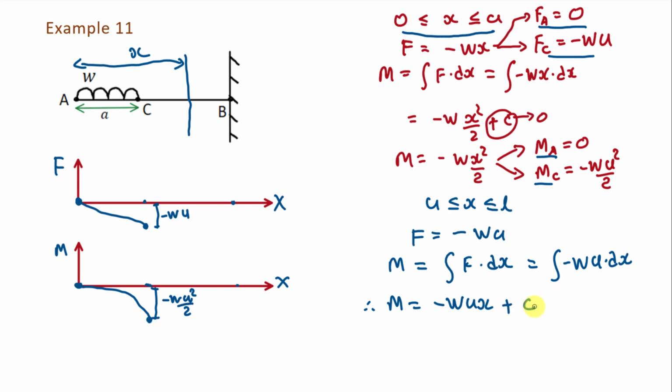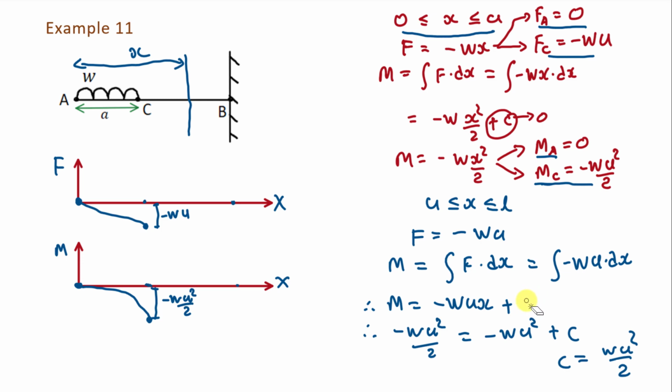Correct? To find out the value of C, we need to put the boundary condition in this equation. Now we know that at point C, the value of bending moment is minus wa square by 2. And at point C, value of x is a. So we will put x is equal to a here and bending moment minus wa square by 2 here. So it will be minus wa square by 2 is equal to minus wa into, x is equal to a, so a square, plus C. From here, value of C will be equal to wa square by 2.